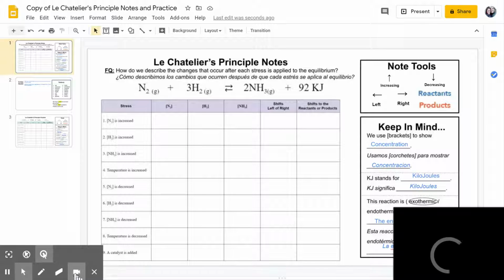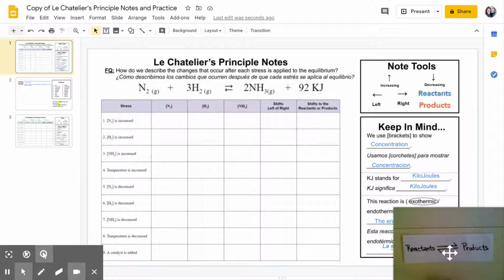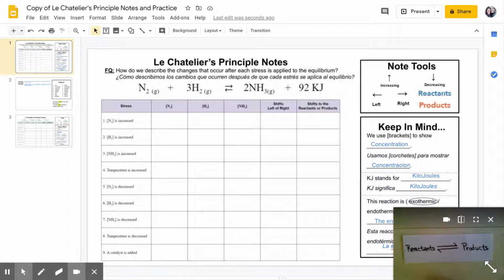So I'm going to create a little tool that I'm going to put down here at the bottom, okay? I have this piece of paper here, and I have my reactants on the left and my products on the right. And again, we have the double arrow. I just took a scrap piece of paper and made this little manipulative to help me out.